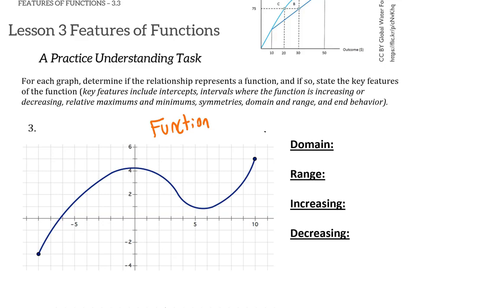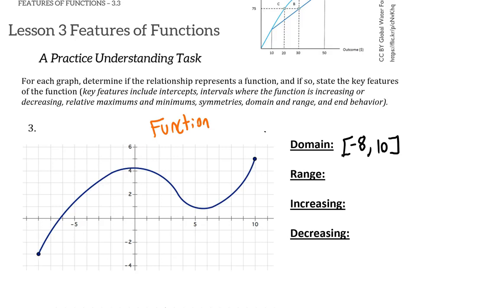Remembering that domain is the set of x values of the function, we want to look at the furthest left that the graph goes, which is here at -8, and then the furthest right that the graph goes, which is here at 10. Notice I'm using the square brackets because the values -8 and 10 are included in the graph, and we can tell that because these are closed dots here on the endpoints.